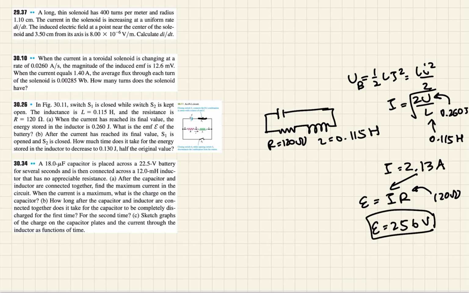For part B, after the current reached its final value, S1 is opened and S2 is closed. So that's open, that's closed. And so now what's left in the circuit is the resistor and inductor, that's it. No battery, or no external EMF.